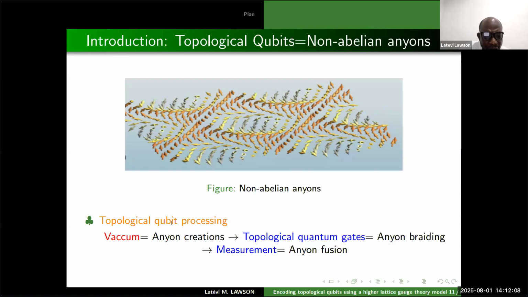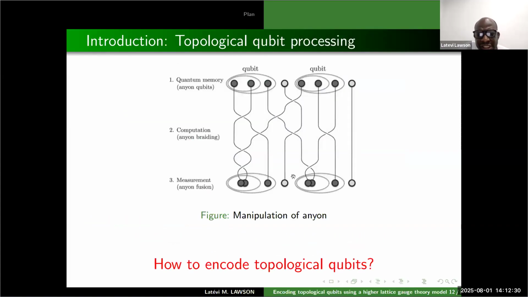To process the information for the anion, we create the vacuum, which is the creation of the anion. Now, to process this anion, we create what we call the topological quantum gate, which consists of braiding the anion, and at the end, we have the measurement, which consists of fusing the anion. So this is the schema, the figure that shows all the things I have described above.